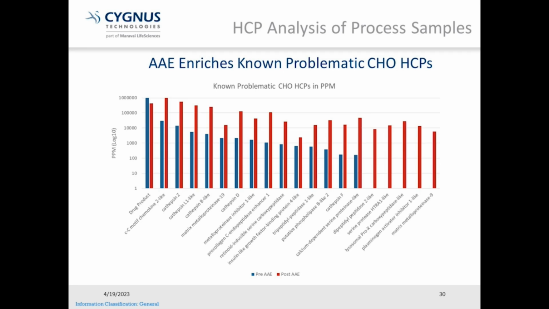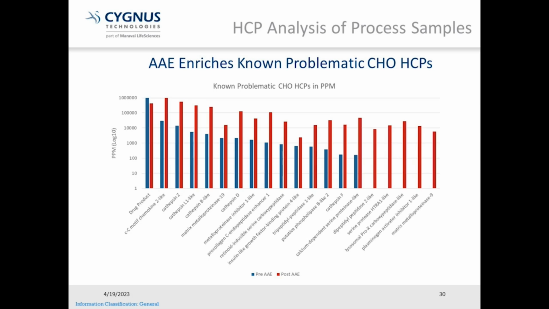For the pre-AE sample, known problematic CHO host cell proteins are quantified relative to the drug product. For the post-AE sample, CHO host cell proteins are quantified relative to the most abundant protein, CC motif chemokine 2. By comparing the pre- and post-AE samples, the data shows several things. First, there is a roughly 50% decrease in drug product by AE. Second, and most importantly, there is detection of previously undetected known problematic CHO host cell proteins such as dipeptidylpeptidase 2, serine protease HTRA1, and plasminogen activator inhibitor 1.